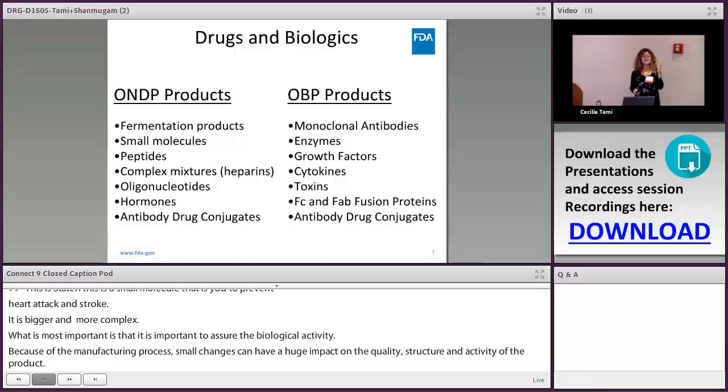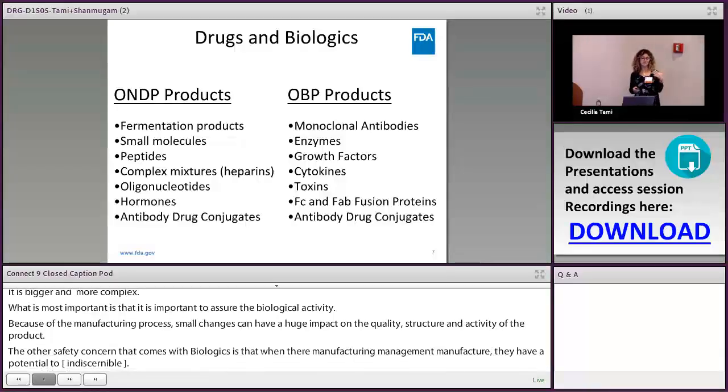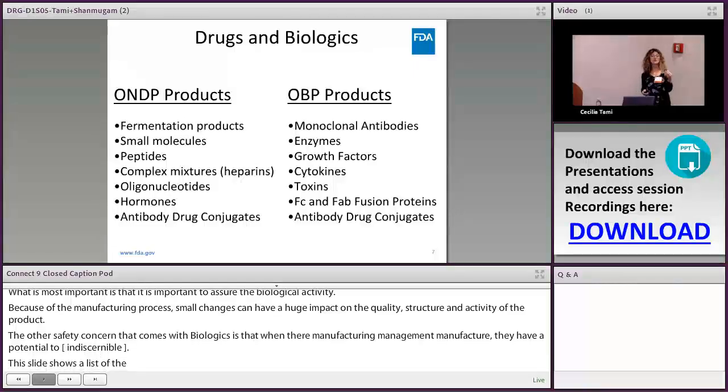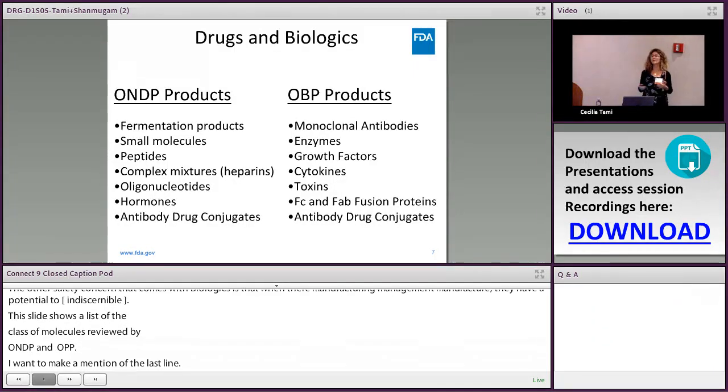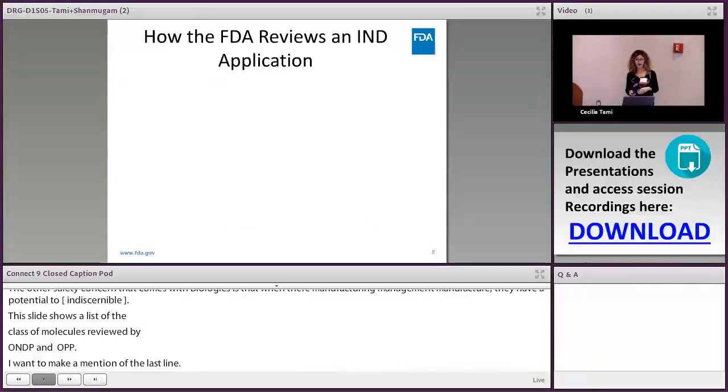This slide shows a non-exhaustive list of the classes of molecules that are reviewed in ONDP and in OBP. I just want to make a mention of the last line. There are some that refer to antibody-drug conjugates. So there are some drugs that have a biologic component and a drug component, and we both do a part of the review for the same product.